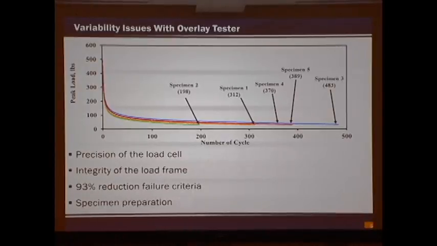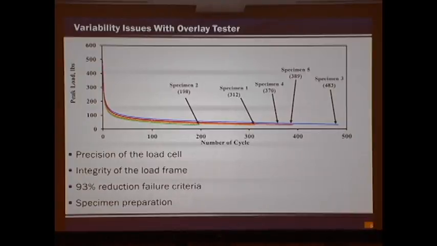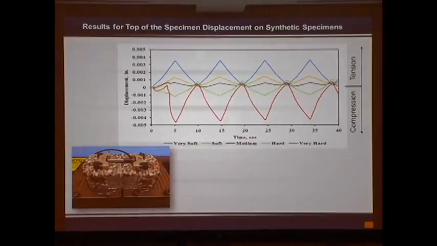So we wanted to look at the precision of the load cell, and maybe some integrity issues with the load frame, especially with stiff mixes. We also wanted to look at the analysis procedure, this 93% reduction in failure criteria. That was something we thought maybe we could analyze a different way, and we ended up doing that. And then also re-look at the specimen preparation again. So we wanted to look at all those things.